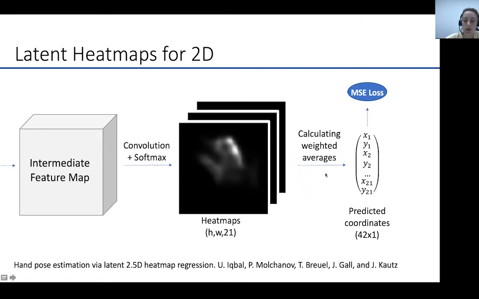Then we calculate the average, as I showed you previously, using the 2D mathematical expectation, and create a vector. Then we applied mean squared error loss. We have the same ground truth vectors for this, and propagate the gradients. And when you visualize this layer, these heat maps, you'll receive the result that I've shown you.